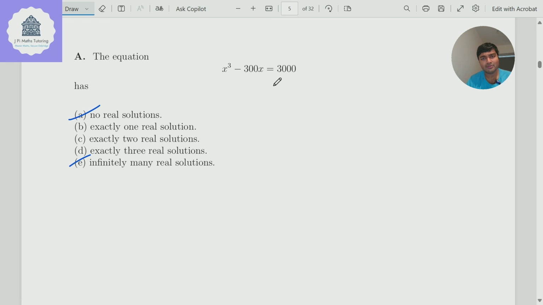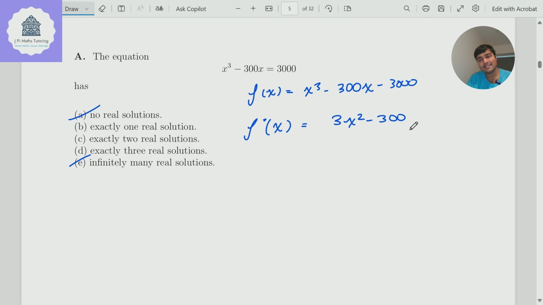Now, we're looking for the number of real solutions of a cubic. Generally speaking, we want to think about where the turning points are. That's the thing that's going to allow us to determine this. So if I just say let f of x equal x cubed minus 300x minus 3000, we're essentially working out the roots of this function. To do this, let's find the turning points. So take the derivative, 3x squared minus 300, set this equal to 0. So we have turning points at x is plus or minus 10.